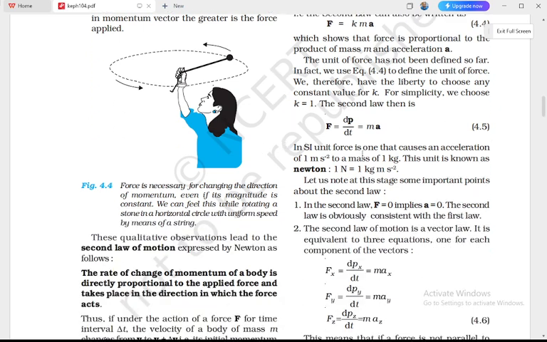In SI unit, force is one that causes an acceleration of 1 meter per second square to a mass of 1 kg. The unit is known as Newton. 1 Newton equals 1 kg meter per second square.